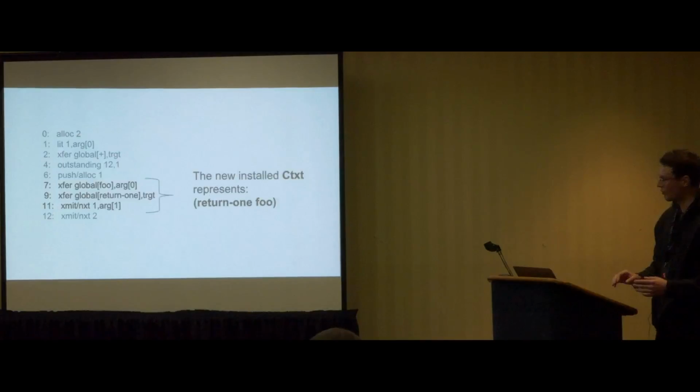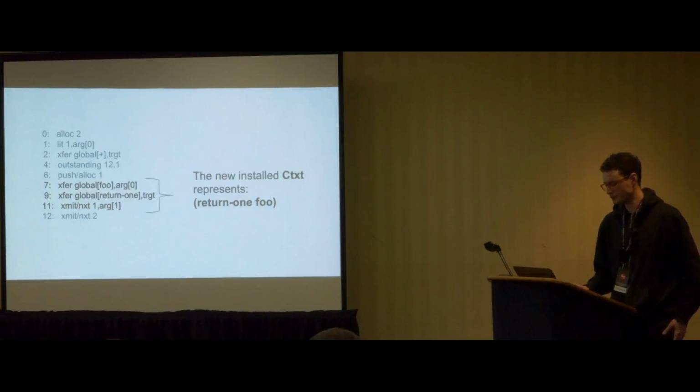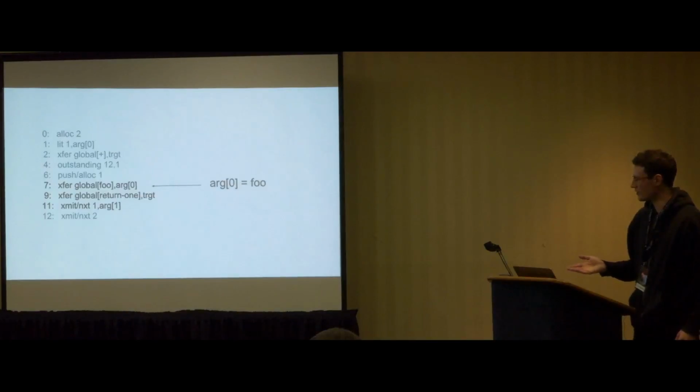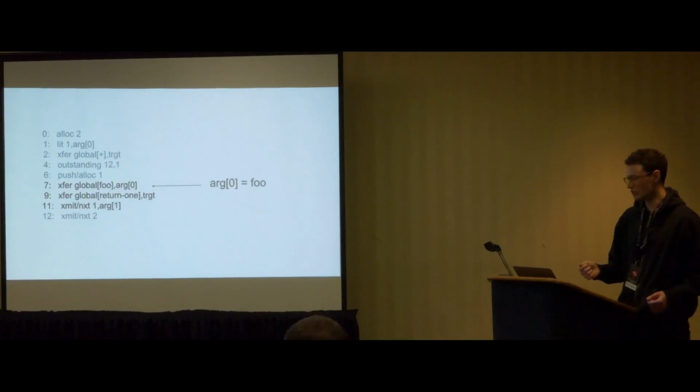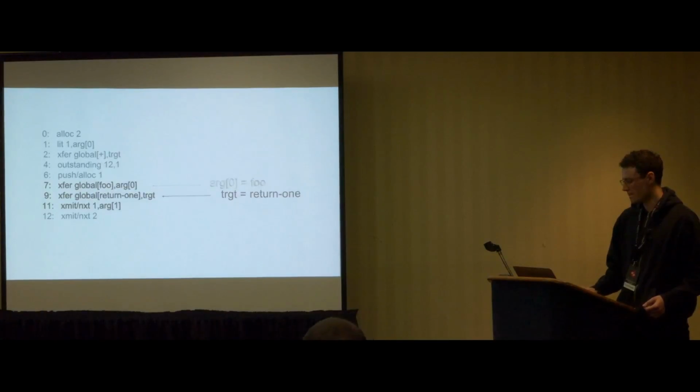So we just, in the previous step, created a new context, which got installed, and this new context basically represents the return one invocation. Here, pretty simple, we put a reference to the foo instance into the first argument tuple of the newly created context. Same here with return one into the target register.